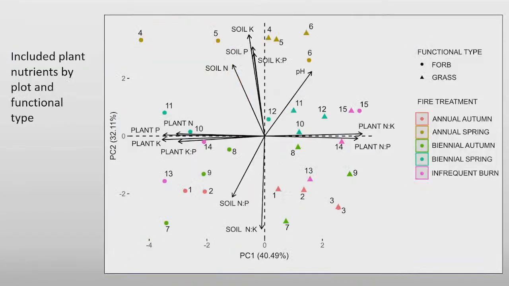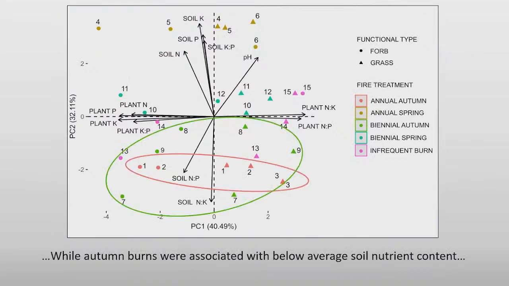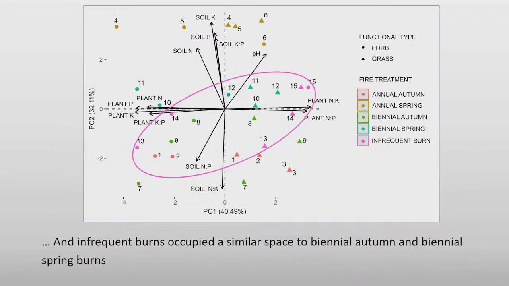When we included plant nutrients by treatment plot and functional type, we got what appears to be a random scatter, but we can still see that regardless of plant functional type, the spring burns were associated with above average soil nutrient content, while the autumn burns with below average soil nutrient content. And the infrequent burns, they sort of occupied a similar space to the biennial autumn and spring burns.